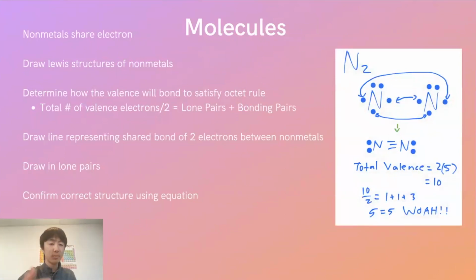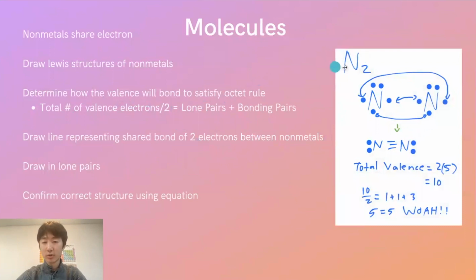And to confirm this, you can use the equation: the total number of valence electrons divided by 2 equals the lone pairs plus bonding pairs. The lone pairs are the pairs on the element that is not bonding, right? And so basically you have to draw in the lone pairs, draw in the line, and confirm the correct structure using the equation as I said over here.